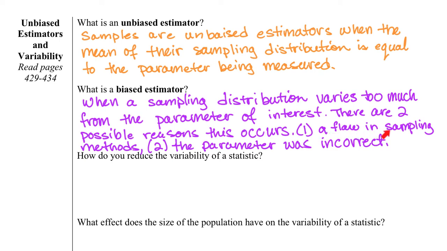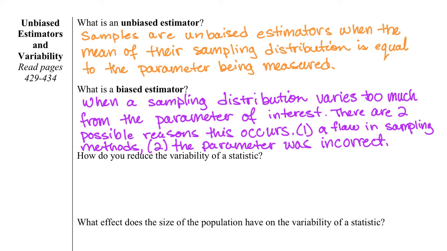First, there's a flaw in your sampling method. That makes sense. If you did something wrong, if you didn't really randomize, if you didn't get a good representation of your population with every single sample. Now we're talking hundreds and hundreds of samples. That's one thing that could occur. Or two, the parameter was actually incorrect in the first place. So we're comparing to what we think a parameter is, and we get this bias occurring. If we know we've done everything right, then the only other conclusion is that the parameter itself was incorrect. And that's where we're going soon.